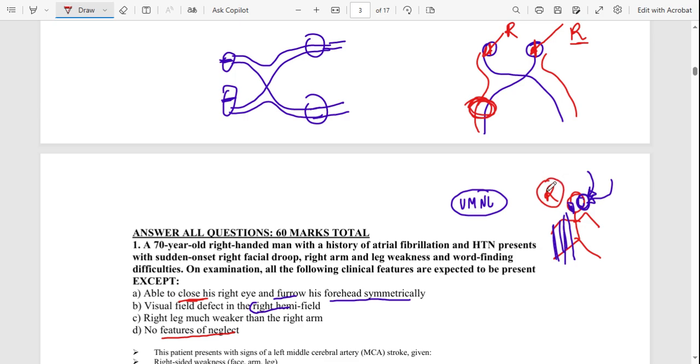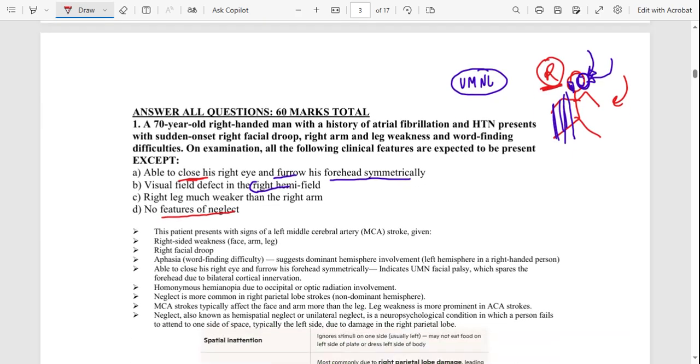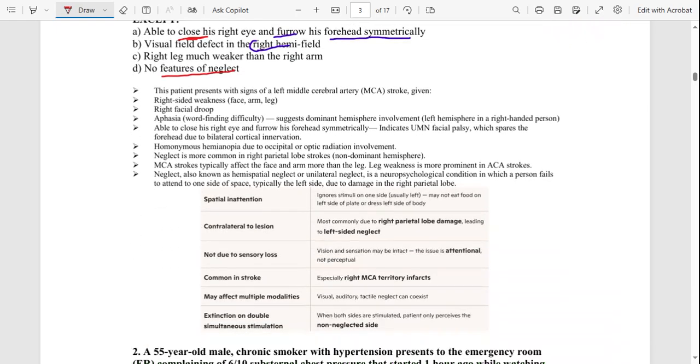So if the right side is the one that is affected, neglect is normally on the left side. So they are going to neglect most of the parts on the left. For example, if they are brushing or cleaning themselves, they'll forget to clean their left side. So it's more common on the left because the most affected artery is the one on the right. So because here we are saying the effect is likely on the other side, we don't expect neglect in this case. Okay.